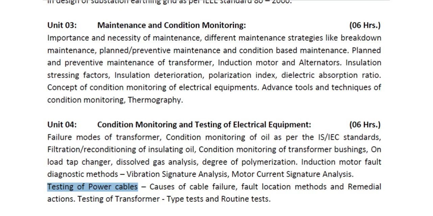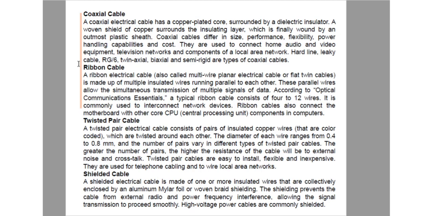Today we are interested in the types of power cable. So let's say there are types called coaxial cable, ribbon cable, twisted pair cable and shielded cable.